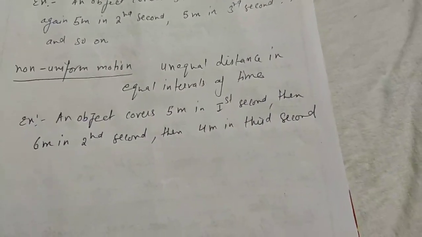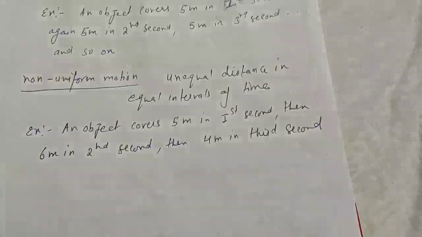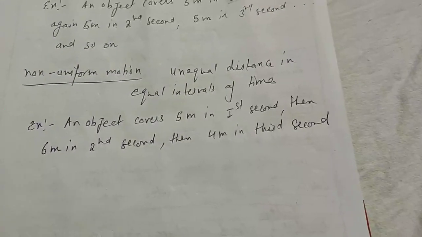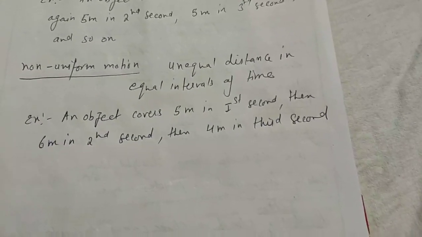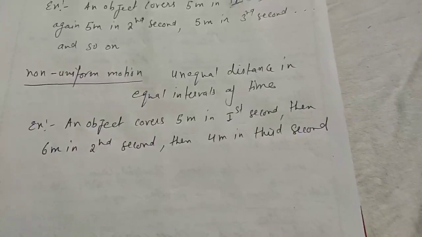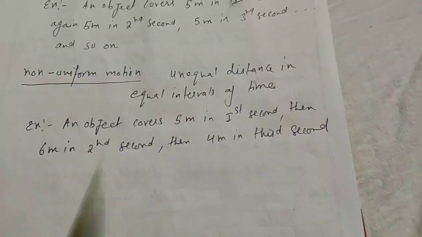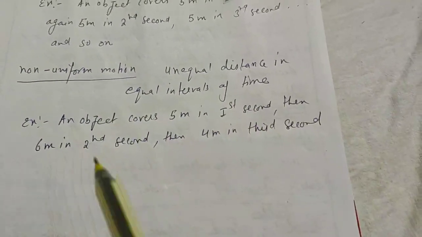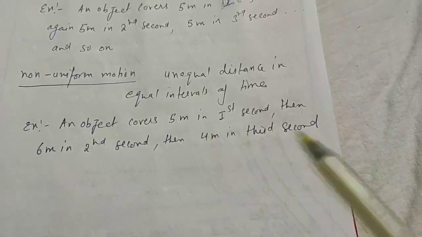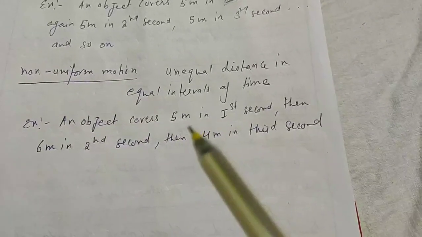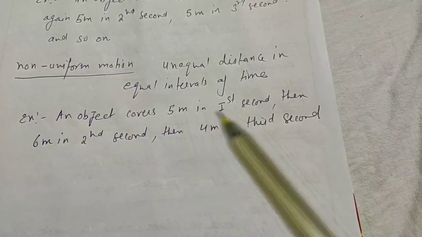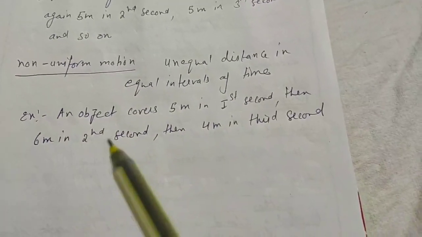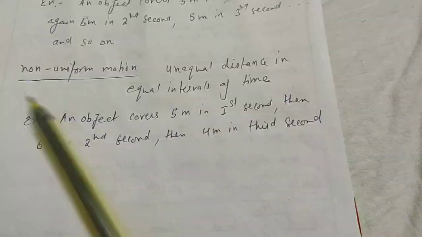Non-uniform motion means when an object covers unequal distance, means the distance covered by an object is unequal in equal intervals of time. The time interval remains the same because we can choose the intervals. We can break the time intervals by our convenience. But the distance is unequal, like suppose an object covers 5 meter in the first second, then 6 meter in the second second, and then 4 meter in the third second. So the distance covered by an object is not constant in every second. 5 meter first, then 6 meter in the second, and then 4 meter in the third. Such type of motion is non-uniform motion.